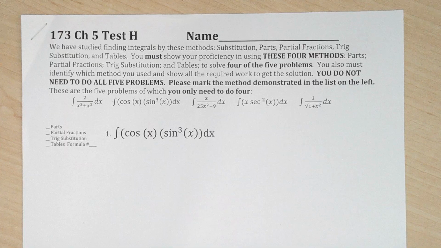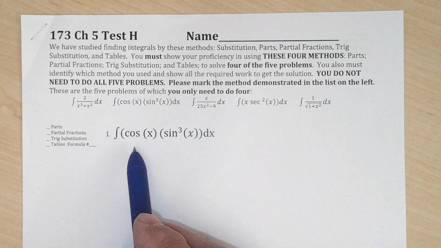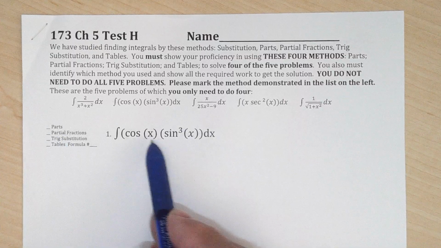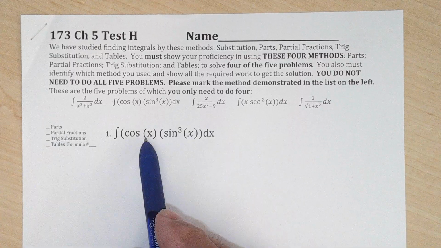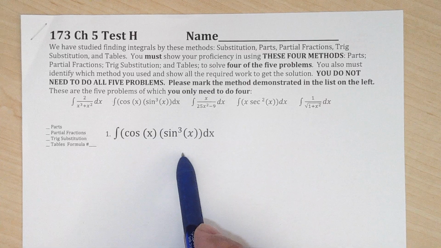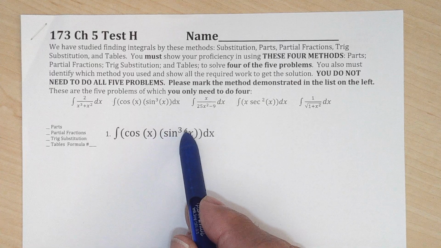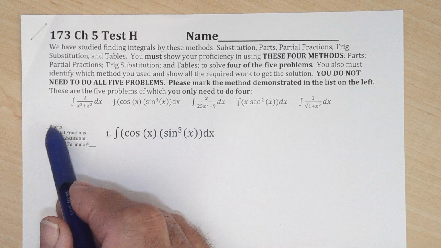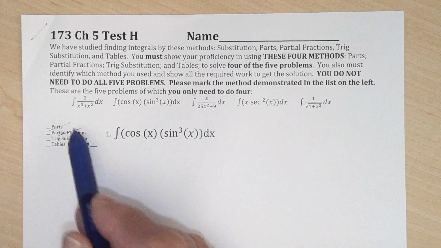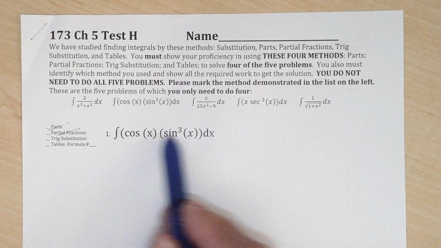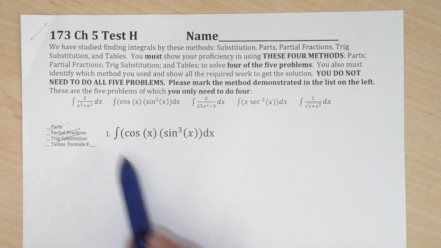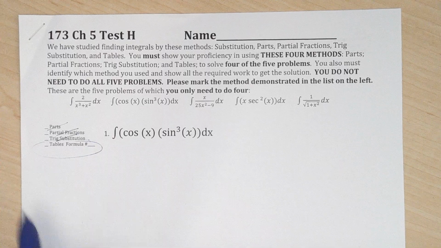Okay, let's do test H. Number one. If we were doing it by parts, we'd probably let u be this and then it would go to sine and we'd have to integrate sine to the third, which is not pretty, so probably not parts. It doesn't have a fraction, so it's not partial fractions. It's not something squared plus something squared or minus something squared, so it's not trig sub. So this is probably just a table one.